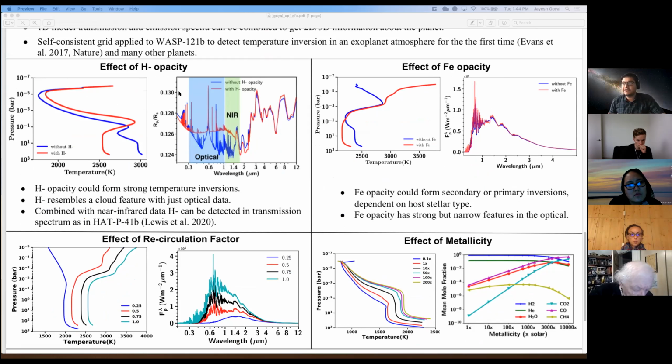One thing we noticed by developing this self-consistent grid is that there is one important opacity, the so-called H minus, which is quite important in stars. So for ultra hot Jupiters also, we thought this is important. In the last 2-3 years, many papers have been published showing the importance of this. So while developing our library of models, we tested how H minus opacity can affect the pressure temperature structure.